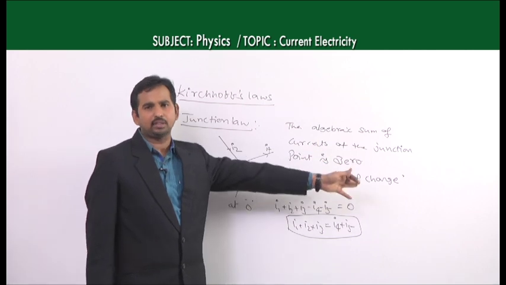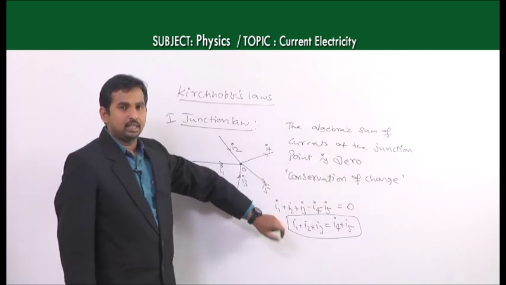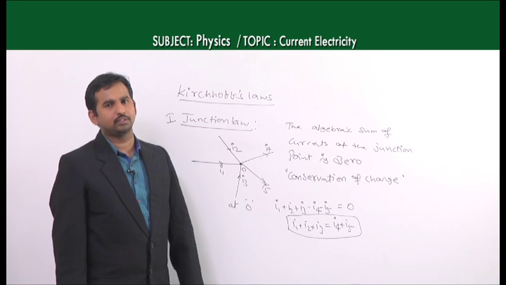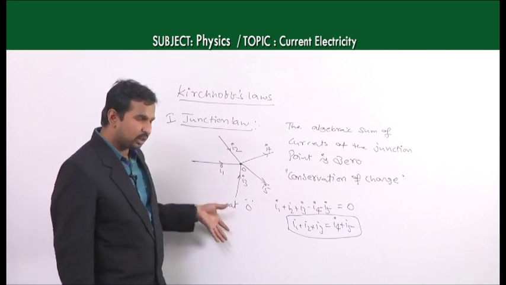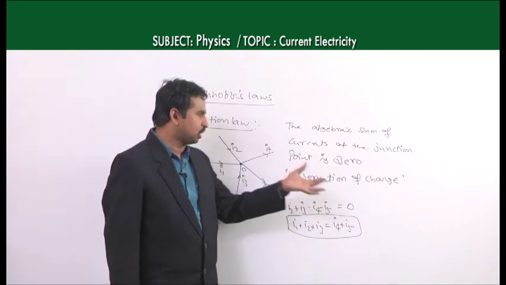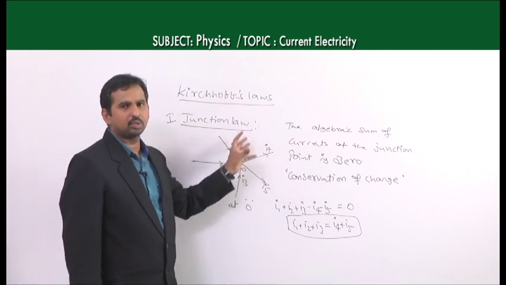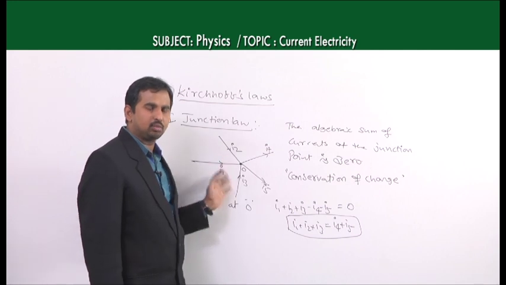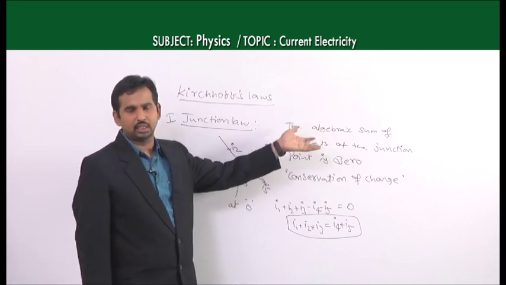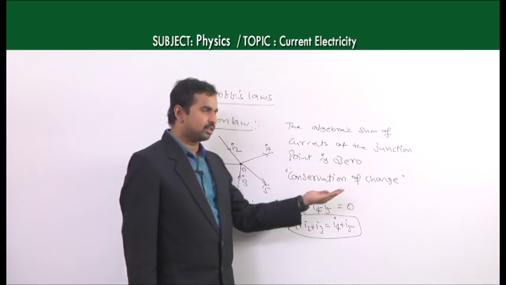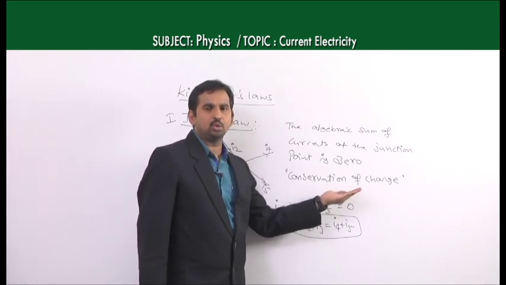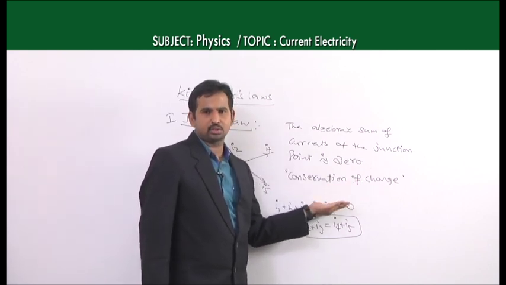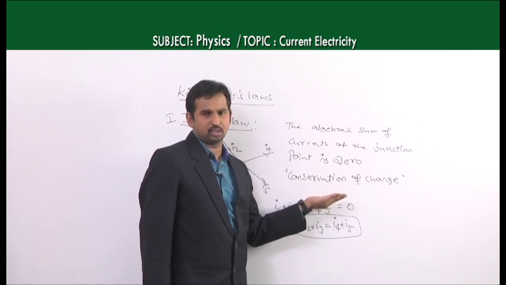Which is I4 plus I5, where the current I is nothing but the rate of flow of charge. Whatever charge is incoming at the junction point O, the same amount is leaving. The number of charges incoming is equal to the number of charges outgoing, which is nothing but the conservation of charge. No charge is created and no charge is destroyed, and there is no accumulation of charges here.